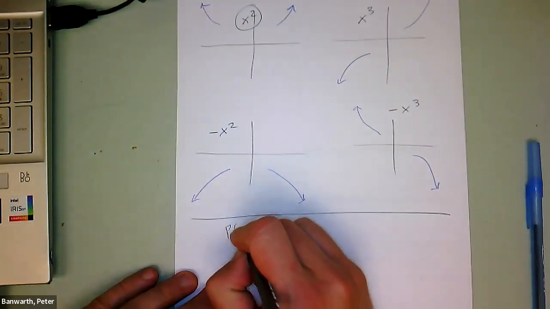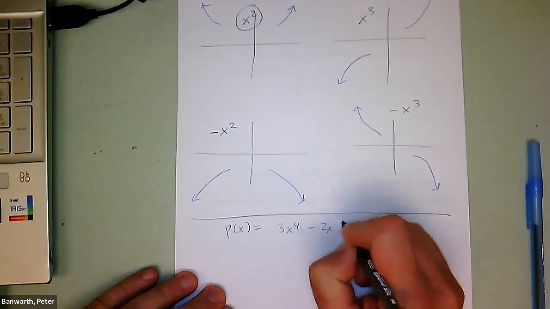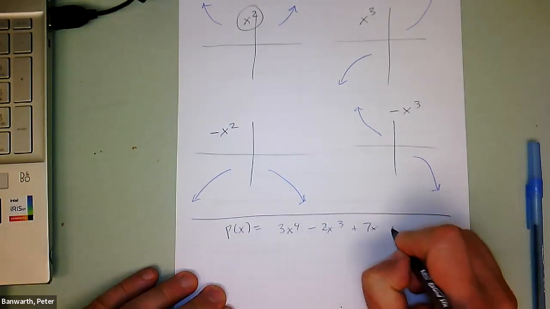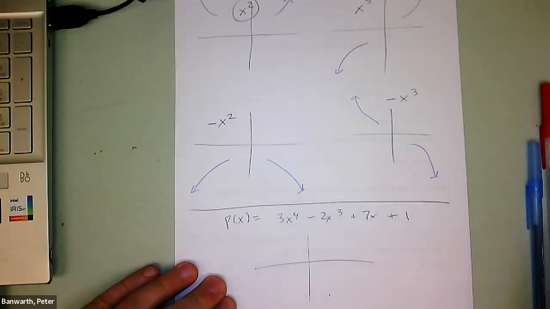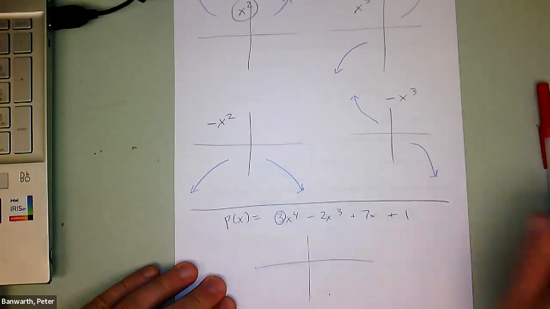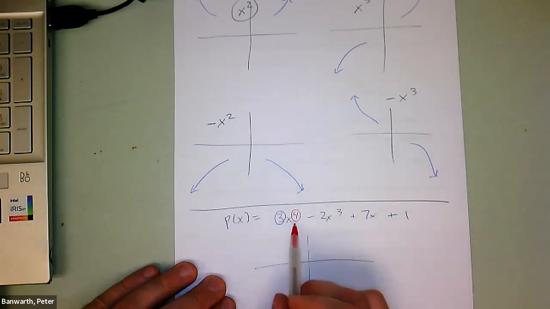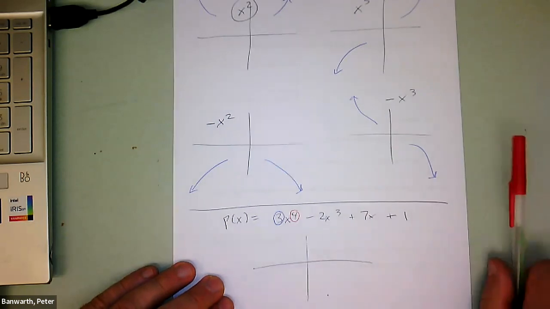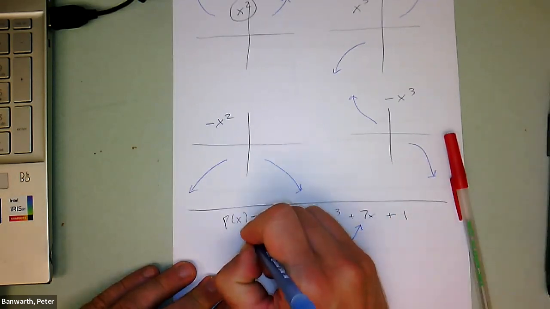So if I write a big long polynomial, let's do 3x to the fourth minus 2x cubed plus 7x plus 1. I don't know exactly what that's going to look like, but I know the leading term is positive and the power is even. So if I raise anything to an even power, it's going to end up positive, and multiplying it by a positive, that all works together. And so it's going to end up going this way and going that way.